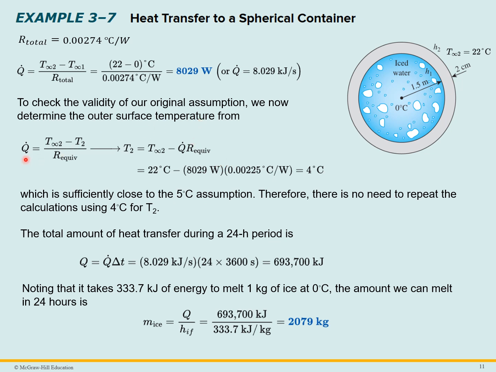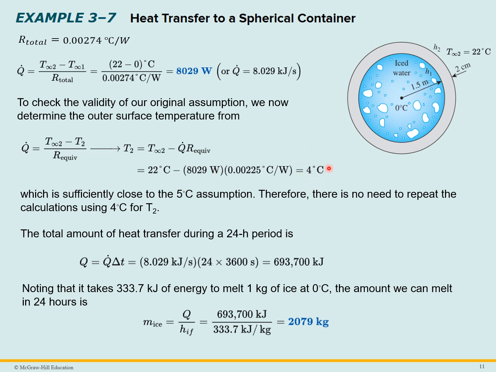So now let's check our 5 degree assumption. If we work our way back, we know what Q dot is. T infinity 2, we know what that value is. We don't know what T2 is, but we know what our equivalent resistance is. So we can solve this for T2, plug our known values in, and we get 4 degrees C.